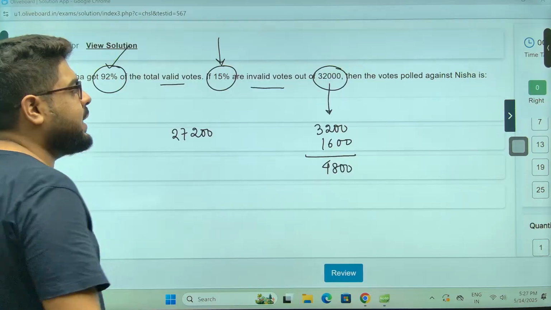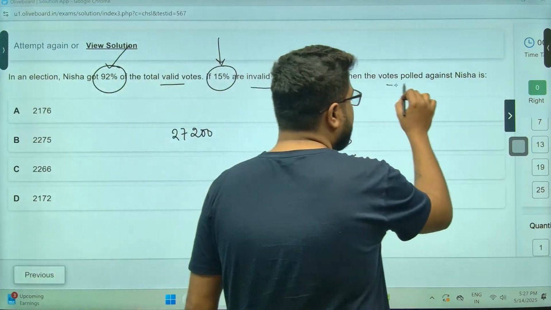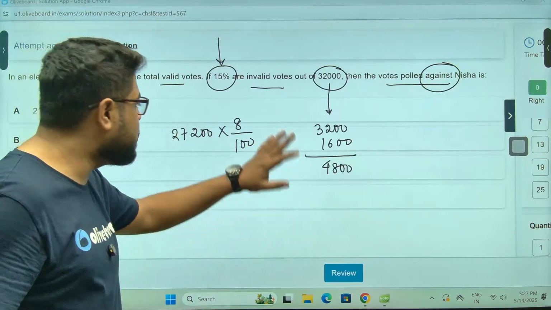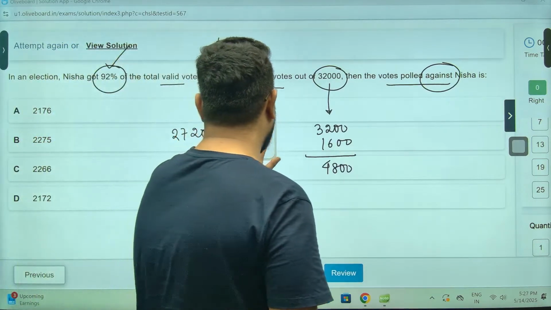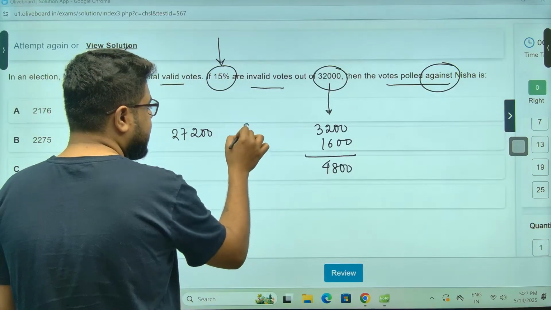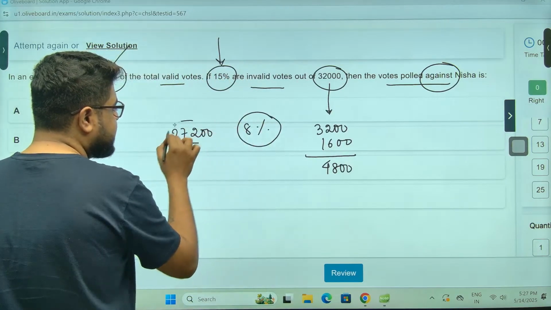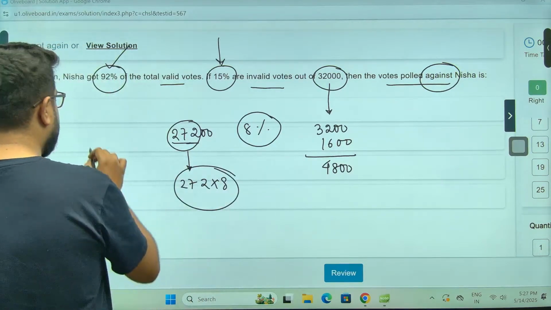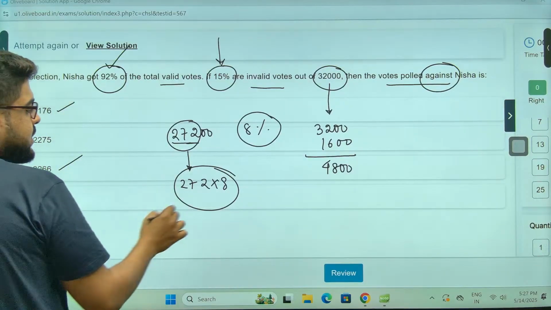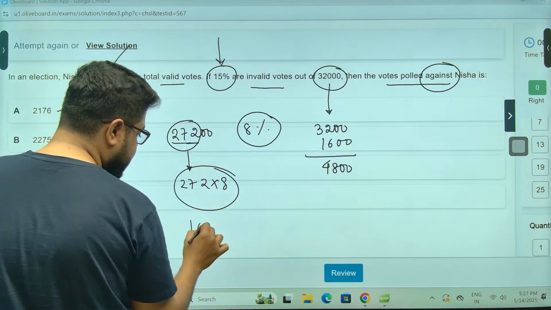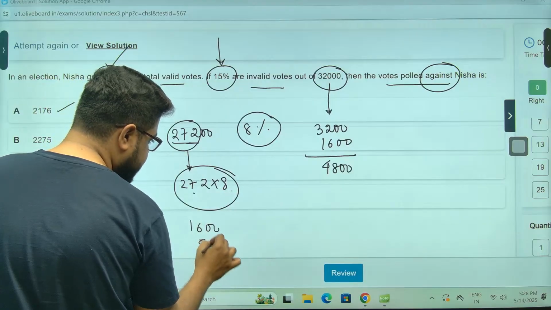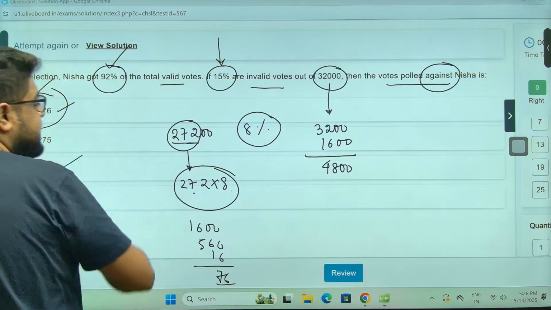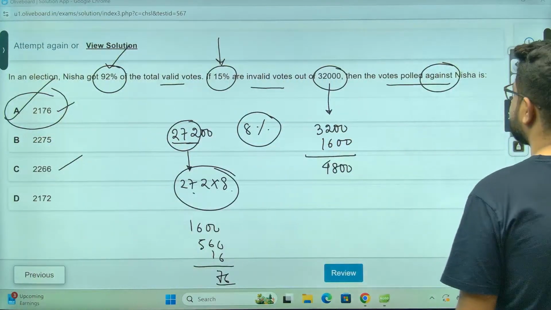Sir, Nisha got 92% of this. So total votes polled against Nisha will be 8%. So 8% of this. Do not calculate like this. Sir, I need 8%. 1% is this, so 8% will be 272 into 8. Achha, I cannot use the unit digit because there are 2 unit digit 6. So calculate kar lo, sir. 8 2s are 1,600. 8 7s are 560, 8 2s are 16. Last में 76 आने वाला है. Let's say 76 is option A. Done. Don't do the total calculations.